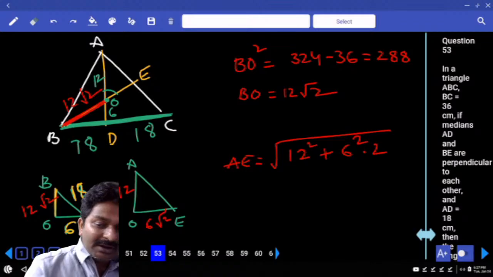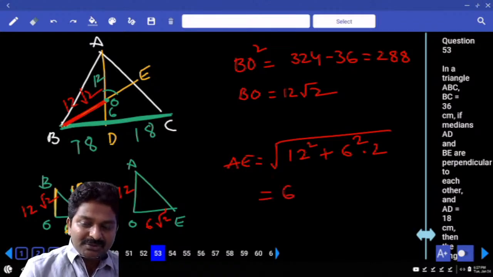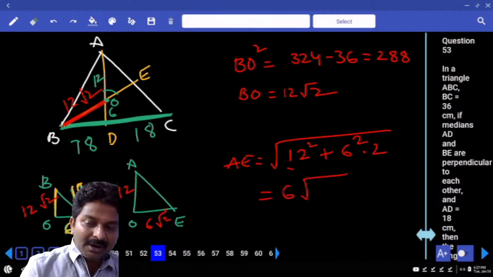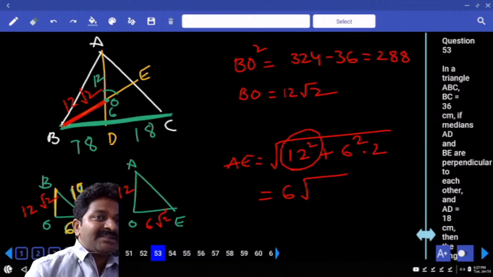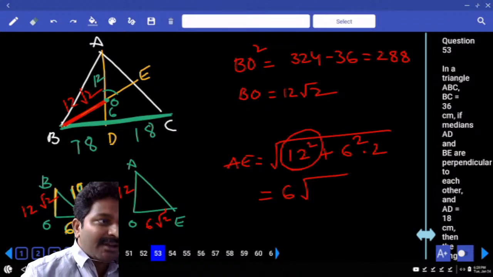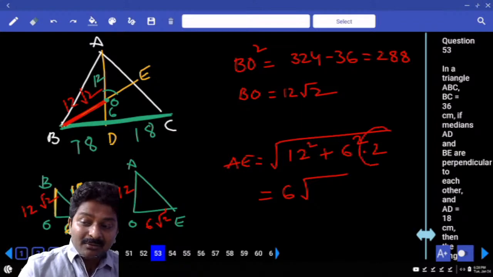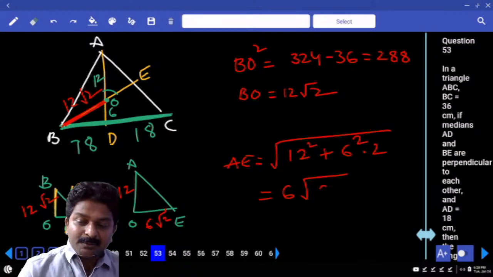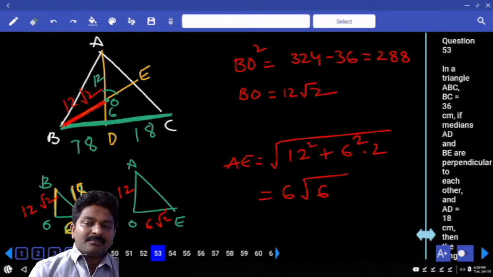That is, when it comes out of the square root, the value becomes 6 root 2. Square root of 12 square can be written as 6 square into 2 square. How much is left? 2 square is 4, and the other value is 2. 4 plus 2, 6 root 2. Followed?